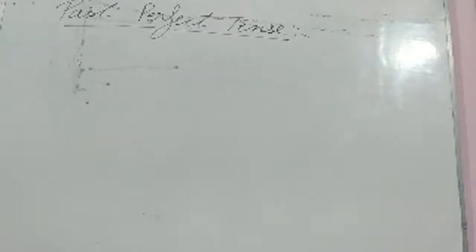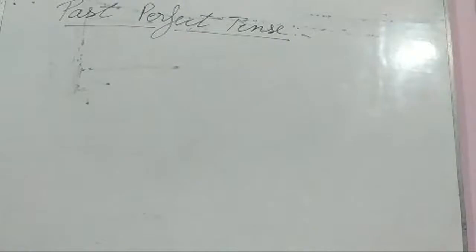Now we are going to see the past perfect tense. Past perfect tense means that the work had been completed in the past, or it tells us about a complete action in the past time. The action or the work had been completed in the past. So let's see the formula for it.